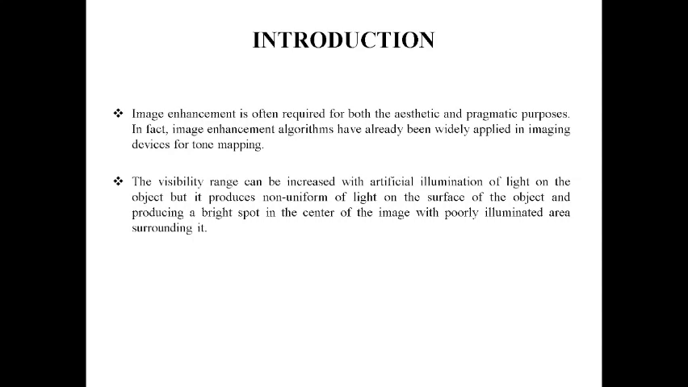Then the visibility range can be increased with the artificial emission of light on the object, but there's a slight error: it produces non-uniform light on the surface of the object, producing a bright spot in the center of the image with a poorly illuminated area surrounding it. So it focuses on a certain spot in the center, and the background will be in a poorly illuminated area surrounding it.